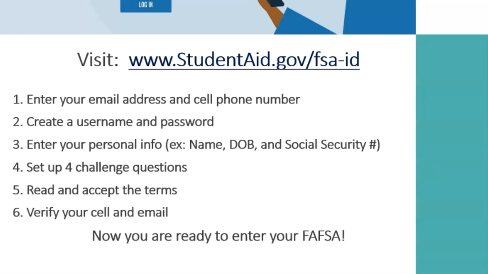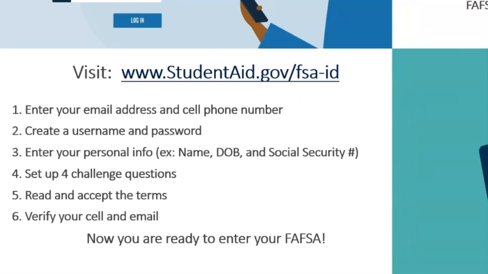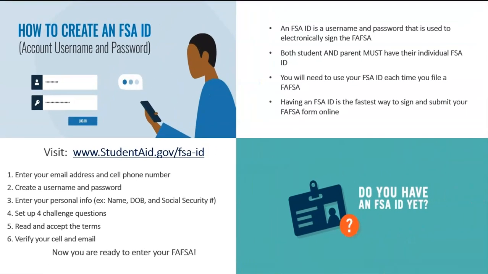For step 4, you will need to set up 4 challenge questions. Try to keep those answers safe so that you can refer back to them in case you forget your password. After that, you will read and accept the terms and verify yourself by email. Now, you are all set and you can use your FSA ID to enter your FAFSA.